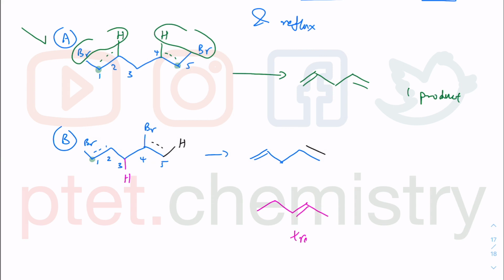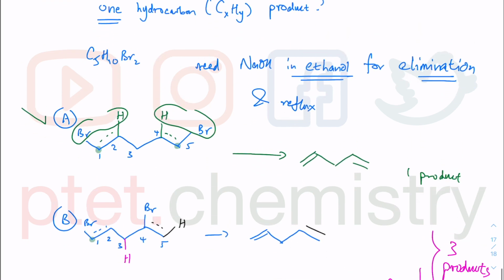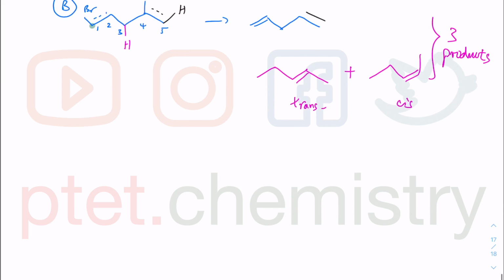But this is trans because it's a geometric isomer. You can also get cis. So altogether, you get 3 different hydrocarbon products, and they wanted 1 hydrocarbon product. I could go on and on.